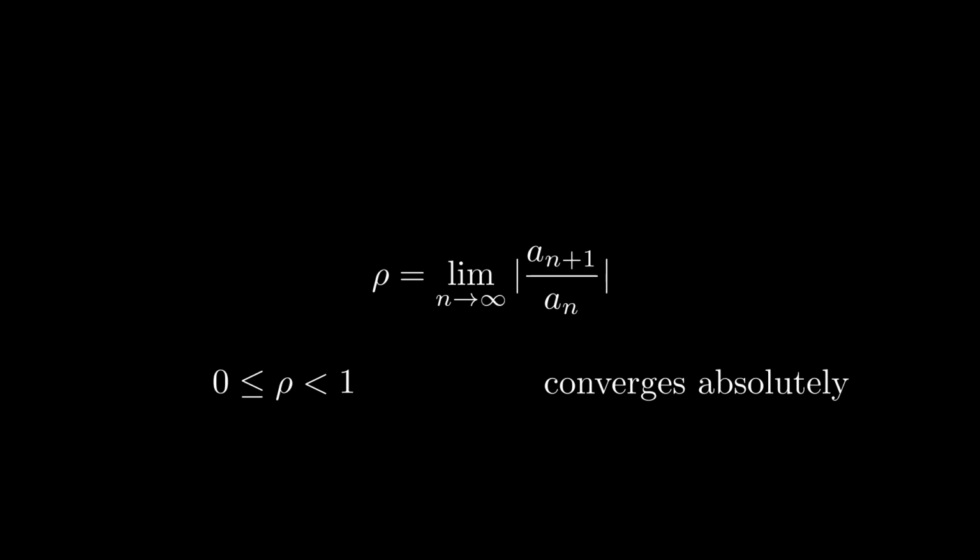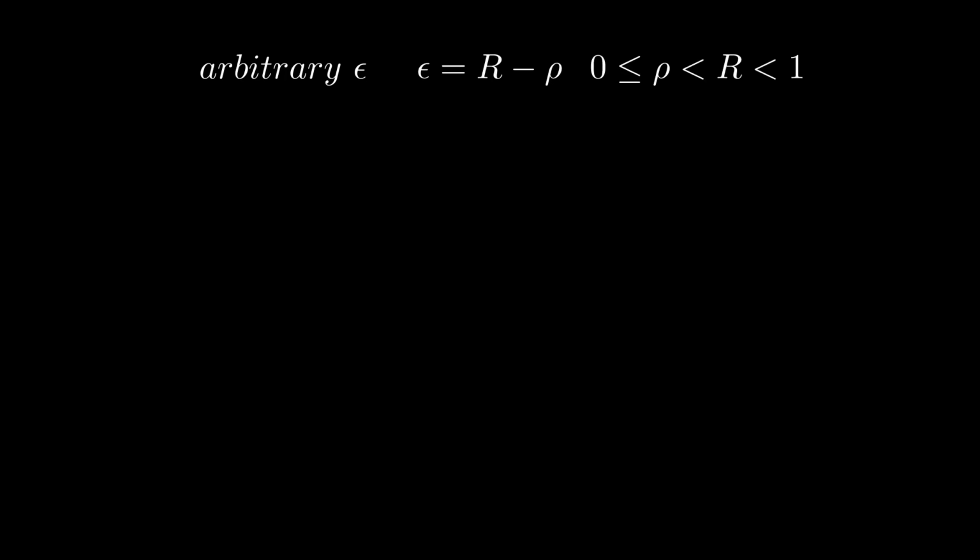Let's check the proof of the ratio test. We are already given that the limit exists and is less than 1. Therefore, we can pick an arbitrary epsilon. We introduce r such that it's bigger than rho and less than 1, and let epsilon be the difference. Then by the definition of the limit of a sequence, the limit satisfies the following inequality for all n bigger or equal to capital N. After rearranging, we get that the next term is less than the previous term multiplied by r.